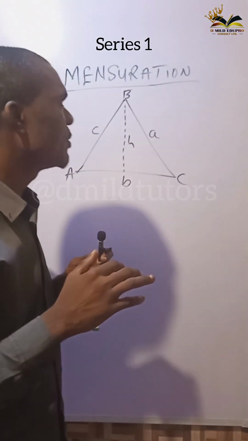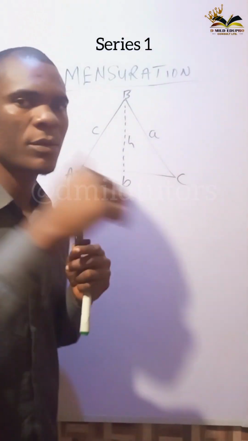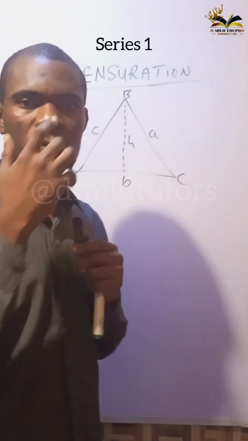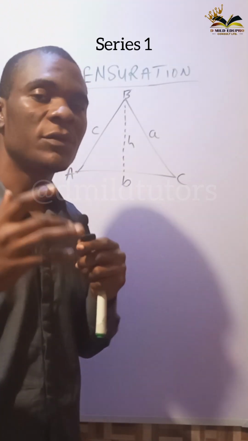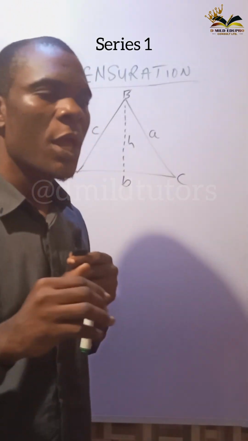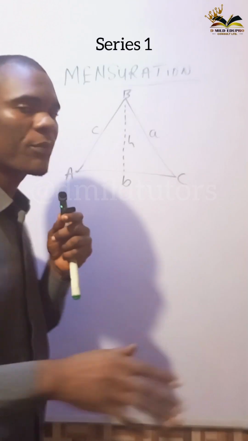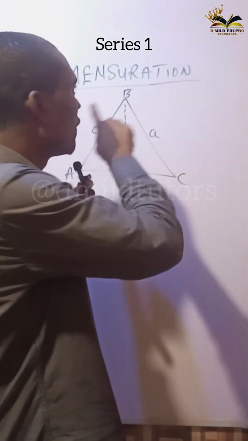Okay, so we are going to be starting another series. This series is on mensuration. But before we dive into taking examples, we're going to be looking at the different formulas for different shapes: 2D shapes, 3D shapes. Because we're going to be starting with triangle, but before we go into formulas, we need to know the meaning of mensuration.